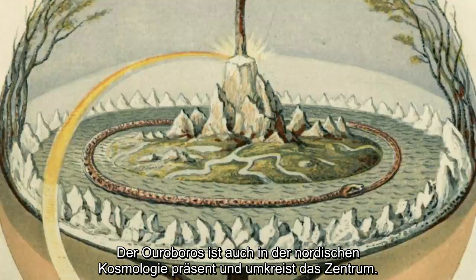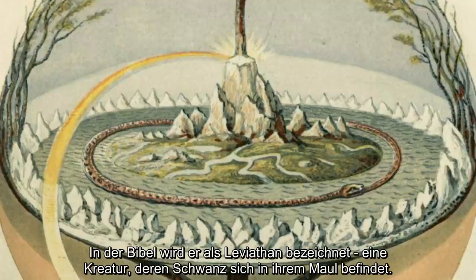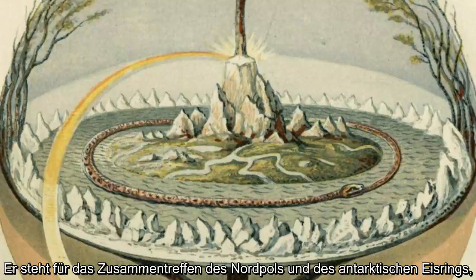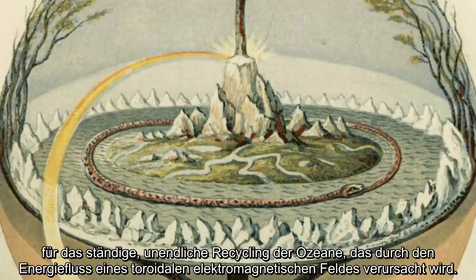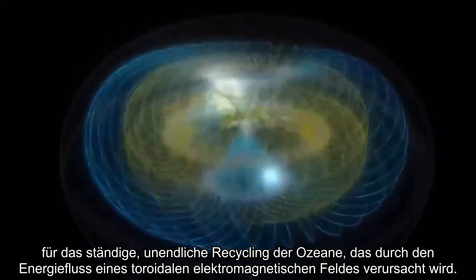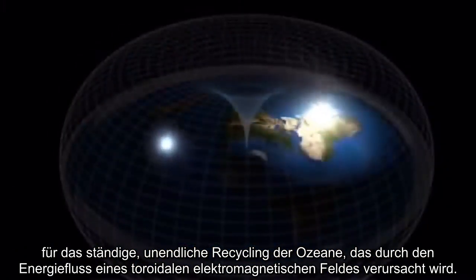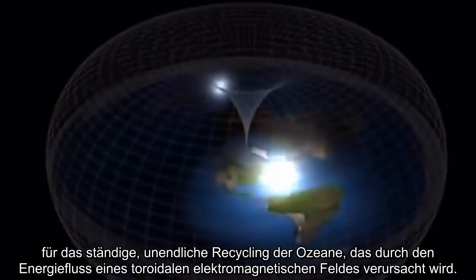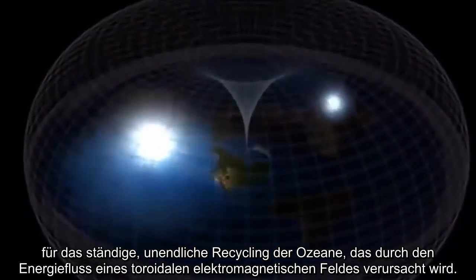Circling the center, the Bible referred to it as Leviathan, a creature with no mate, its tail placed inside of its mouth. It signifies how the North Pole and the Antarctic ice ring meet in the continual, infinite recycling of the oceans caused by the flow of energy from a toroidal electromagnetic field.